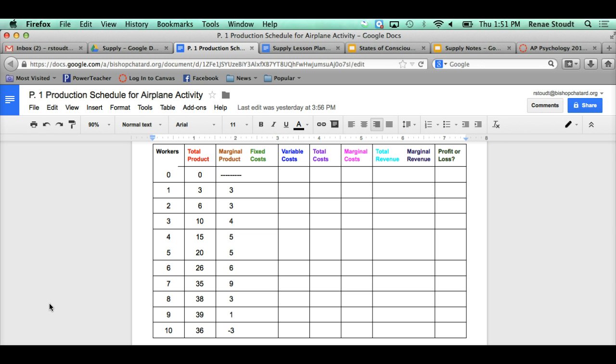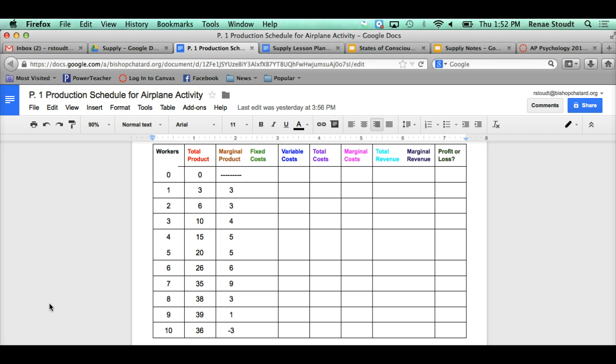So diminishing returns starts with 8 workers, and when does diminishing returns stop? At what worker? 9. Why? We have very small diminishing returns. Why do we stop at 9 workers for our diminishing returns? Aaron? Because after that, both the total product and the marginal product go down. Okay, because after that, our total product and our marginal product are declining. Big red flag for stage 3 and negative returns.